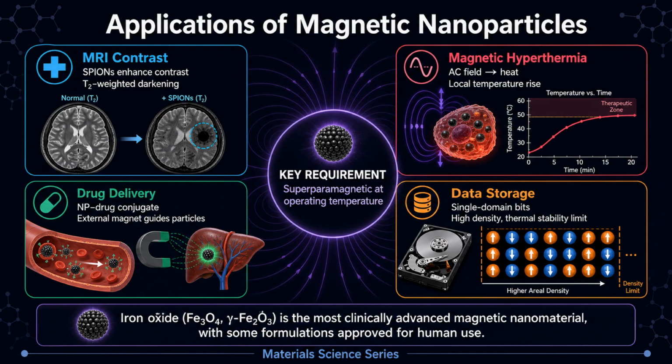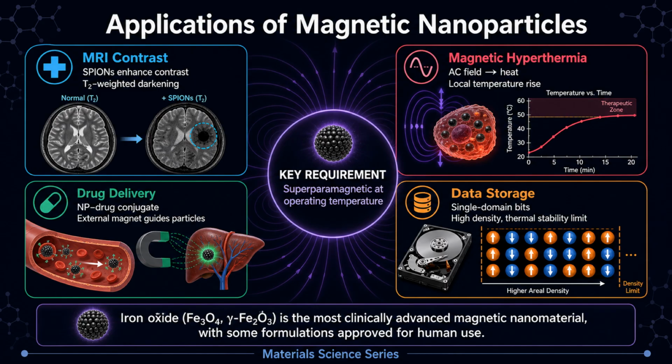Superparamagnetic iron oxide nanoparticles, or SPIONs, have numerous biomedical applications. In MRI, SPIONs serve as T2 contrast agents. Their large magnetic moments disturb the local field, accelerating the relaxation of nearby water protons. This darkens the signal in T2 weighted images, providing negative contrast. SPIONs can be functionalized to target specific tissues or tumors.